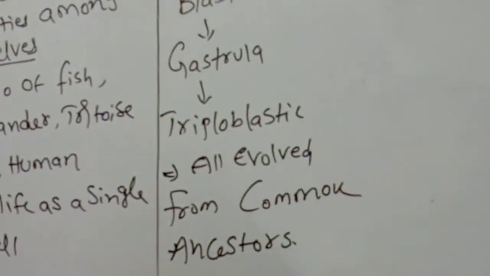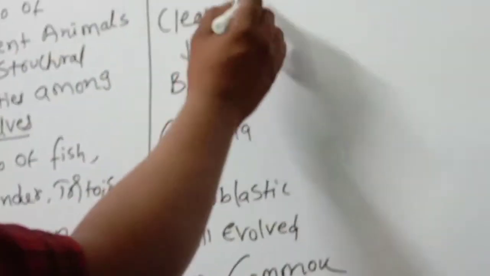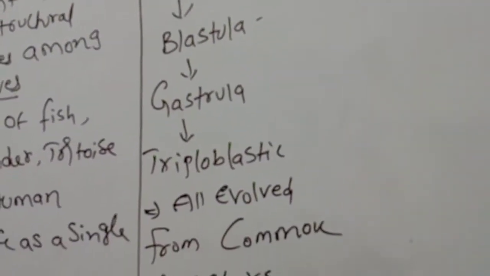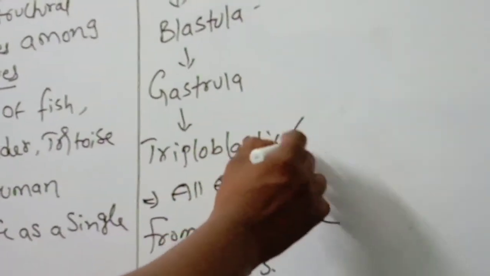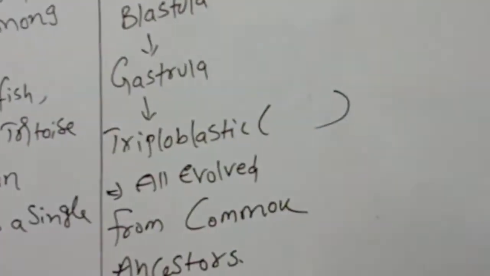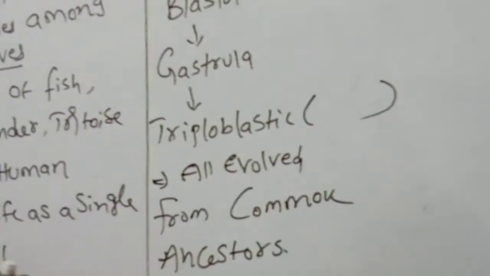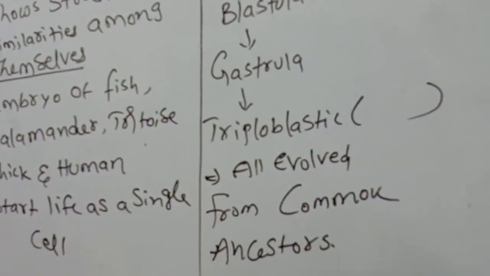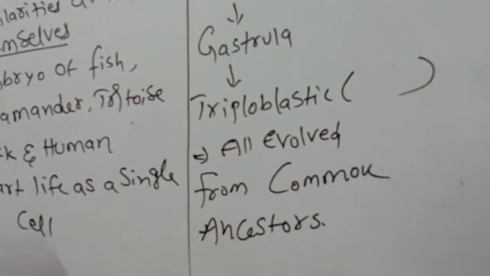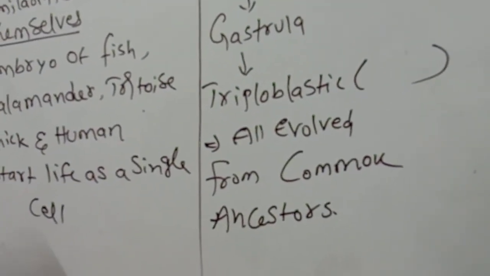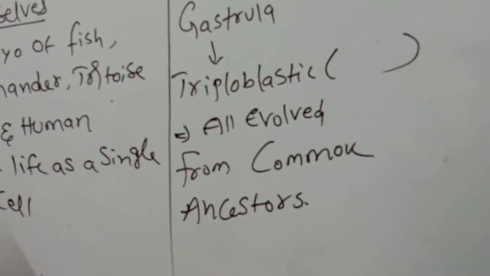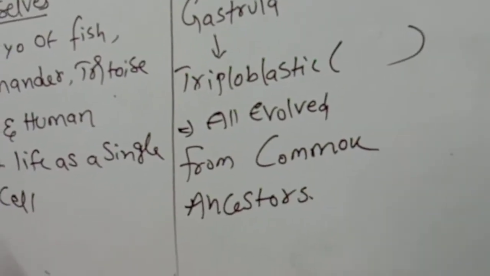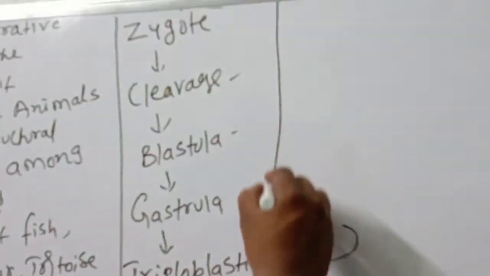So what does that show? The same process. The zygote shows cleavage, then blastula, after gastrula it will be converted into triploblastic, you know, three germ layers: ectoderm, endoderm, mesoderm. So all of these have common ancestors. So like this, ontogeny recapitulates phylogeny is universally not accepted. Okay, the next one is molecular evidences.